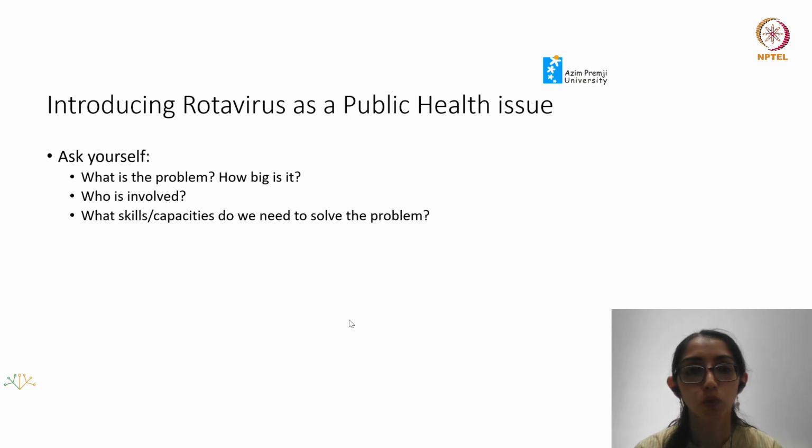So if you think about this, what does it mean that rotavirus is a public health issue? How dangerous is it? What is really the problem, and how big is it? And what do we mean by how big is it? How many people does it infect? What are the treatments available? How much does it cost? Who are the people involved who try to solve these kinds of public health issues? And what are the kinds of skills and capacities people need in the professions that address public health issues, right?